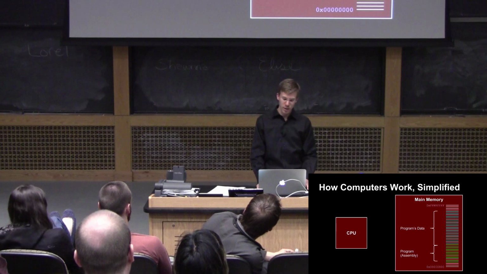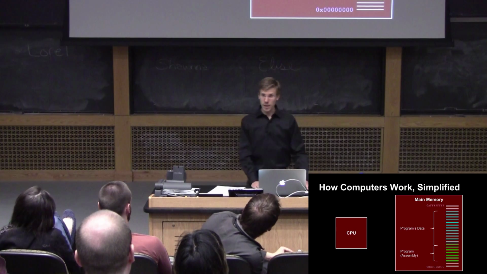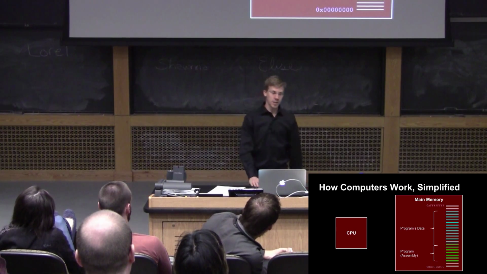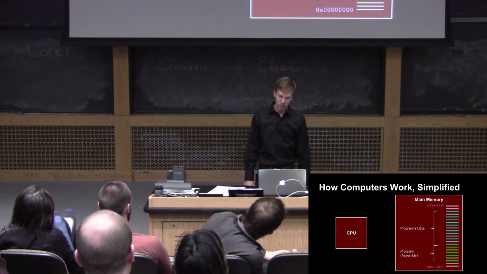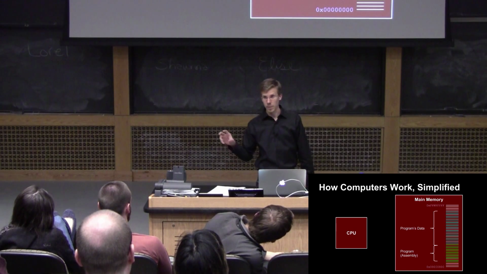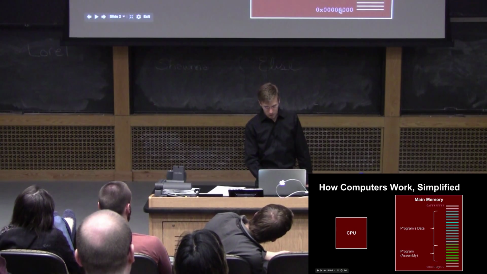So we looked at what a model of a computer looks like, and specifically what memory looks like. You've got a big chunk of memory here for program data, and then you've got a big chunk of memory that actually has your program in assembly form. It's all just ones and zeros. Memory is indexed from 0 up until 2 to the 32, on a 32-bit system.